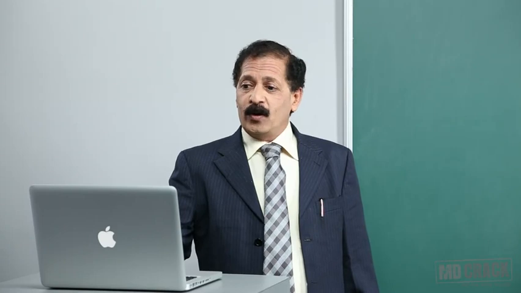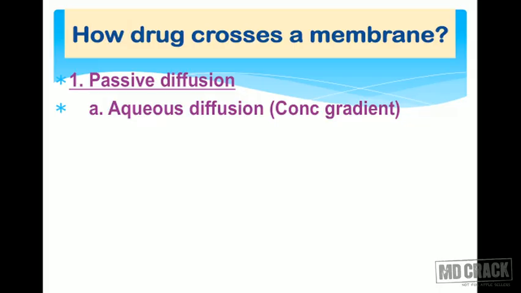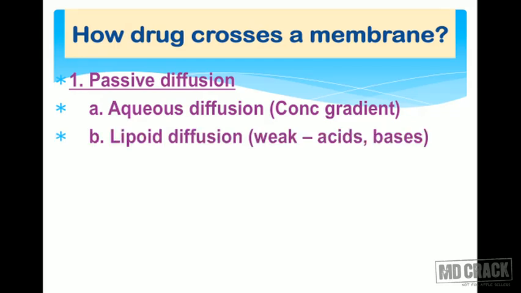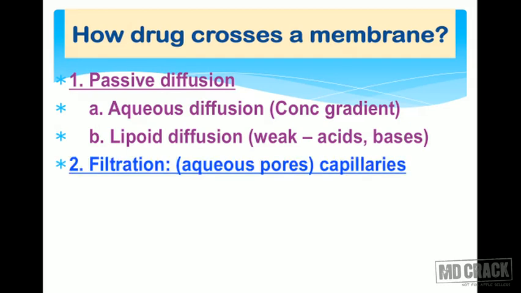Let's see now how a drug crosses a membrane. What is called passage of drugs across cell membrane, or the permeation of drugs. We're going to go quickly through this, how drug crosses a membrane. The first method is passive diffusion, which could be aqueous diffusion, which is along the concentration gradient, or it could be lipoid diffusion, especially for weak acids and weak bases.